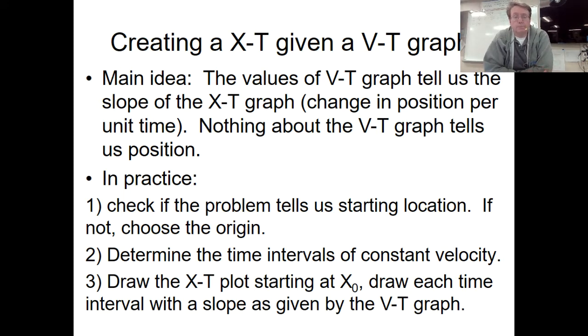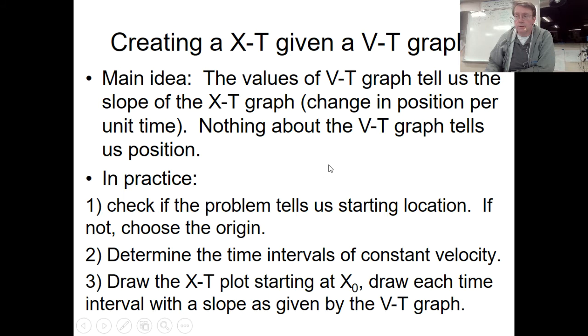And then finally, pick whatever starting position you were given or make one up that is reasonable, and then start drawing slopes from that starting position. So you're shooting out into the graph, drawing a straight line with the slope you know it has to have. And then you go for the given amount of time, drawing that slope until you get to the end of that interval, and then you look for the new slope. You start drawing with the new slope for the next time interval.